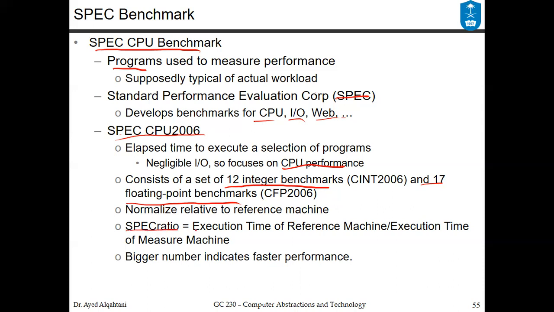The SPEC ratio here is going to be the execution time for a reference machine. The reference machine is actually a machine they chose, and they run all the programs on it, and there is a recorded execution time for this reference machine. And you measure your new machine based on this old reference machine. So you get the SPEC ratio by getting the execution time of the reference machine divided by the execution time of the measured machine. Notice that if you have a new device or a new CPU, its execution time should be less than this reference machine, meaning you will gain a higher SPEC ratio. The bigger number indicates faster performance.